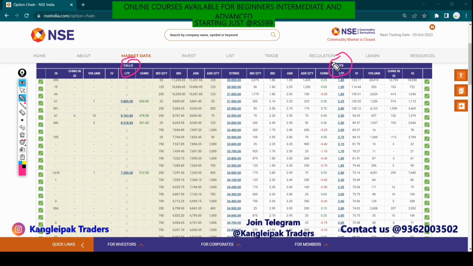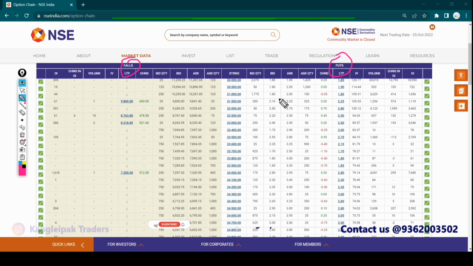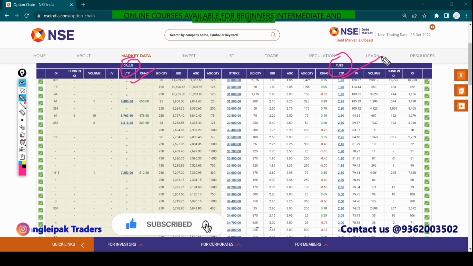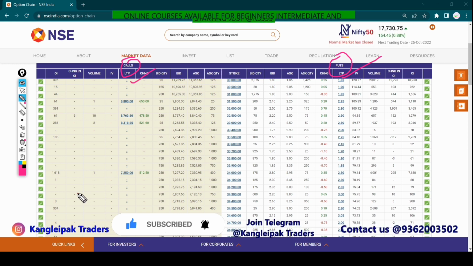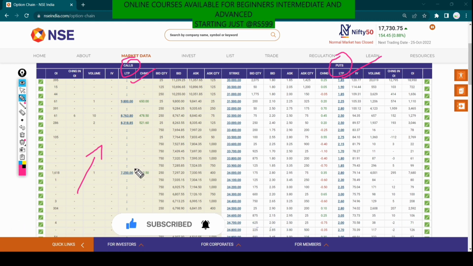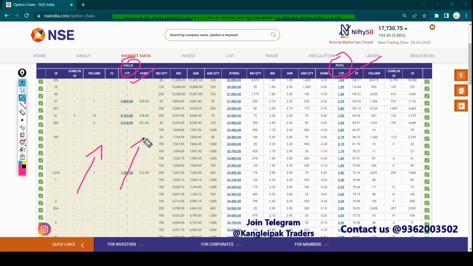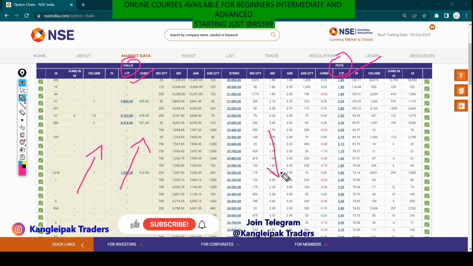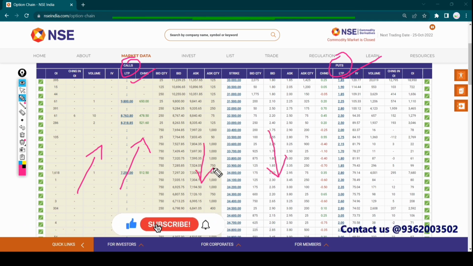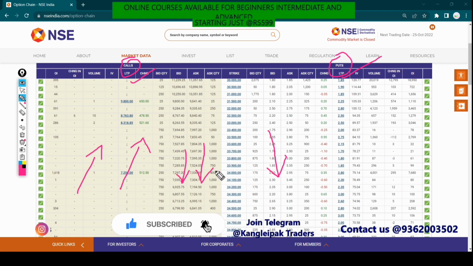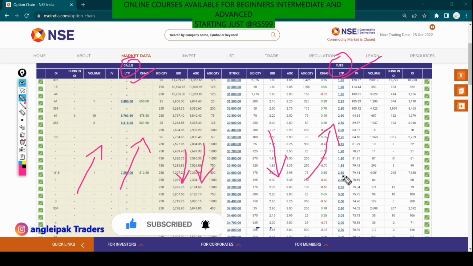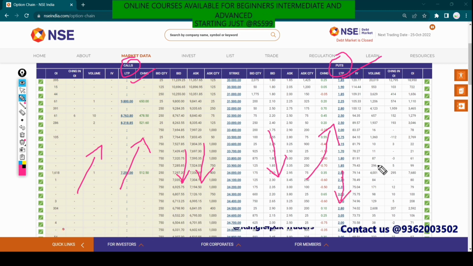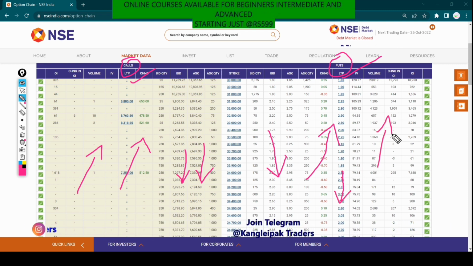First, I guess everybody might have some idea about what is call and what is put. Call is nothing but whenever the index goes up, the call prices increase, and whenever the index prices go down, the call's premium decreases. And whenever the index prices go up, the put's premium decreases.